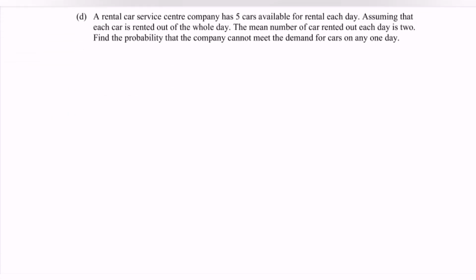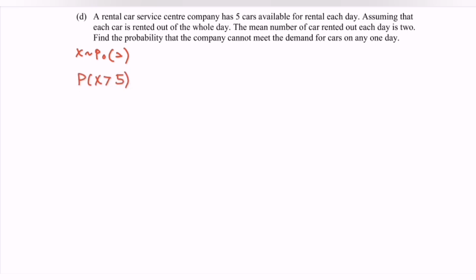Continue. A rental car service center company has 5 cars available for rental each day. Assuming that each car is rented out for the whole day, the mean number of cars rented out each day is 2. Based on the situation, we notice that it is a Poisson distribution with the mean 2. Question: find the probability that the company cannot meet the demand for cars on any one day. From here, we have a maximum of 5 cars. Cannot meet the demand means that it must be more, so the probability that X is greater than 5.